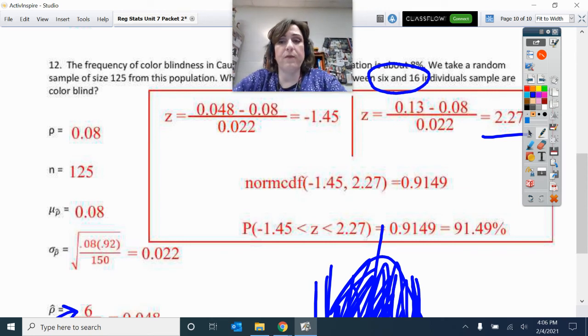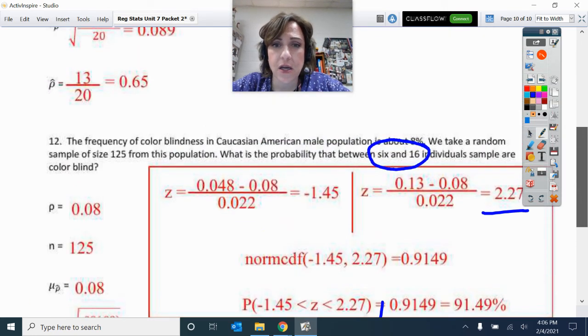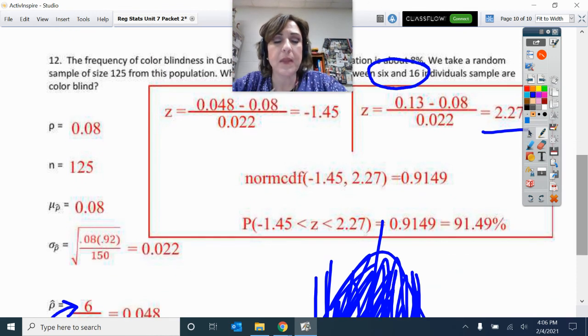So 91.49% of samples would have between 6 and 16 colorblind Caucasian, what is this? Caucasian Americans, males, Caucasian males. Okay, so there you go. That is your sampling distribution with proportions.